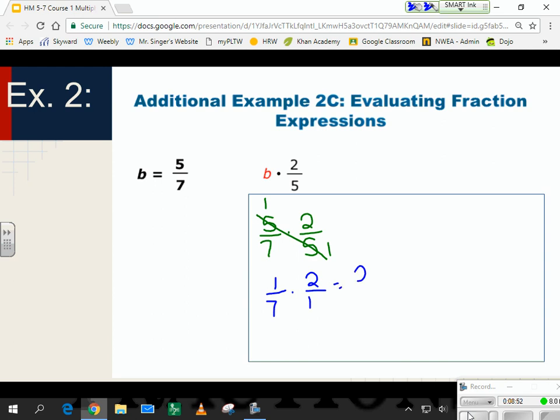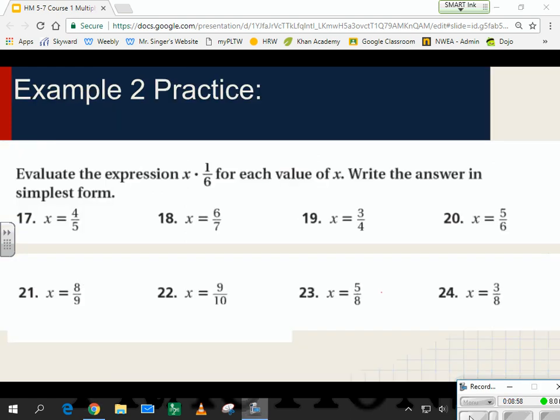Should be pretty easy here. 1 times 2 is 2. 7 times 1 is 7. So that's how you can get 2/7 with this problem.